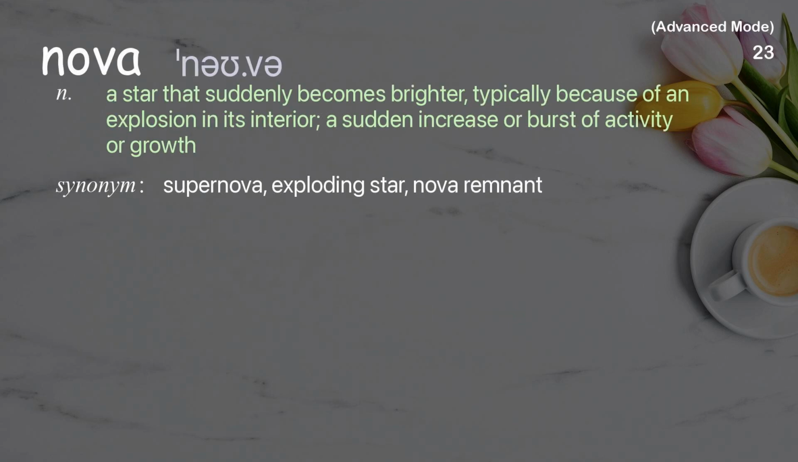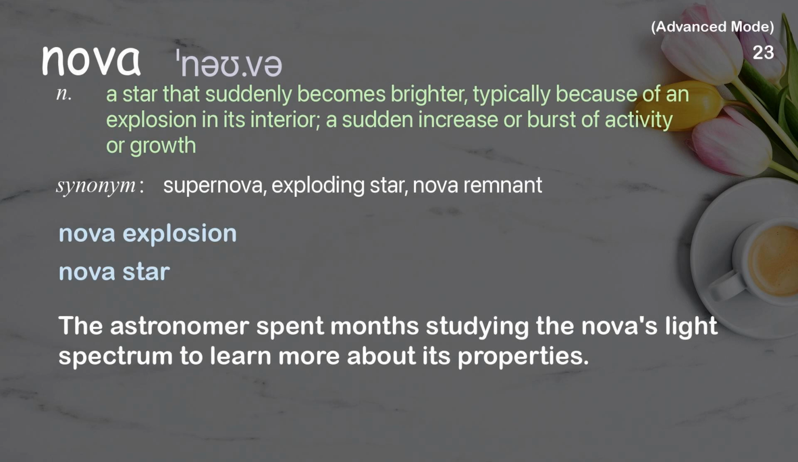Nova. A star that suddenly becomes brighter, typically because of an explosion in its interior, a sudden increase or burst of activity or growth. Examples: nova explosion, nova star. The astronomer spent months studying the nova's light spectrum to learn more about its properties.